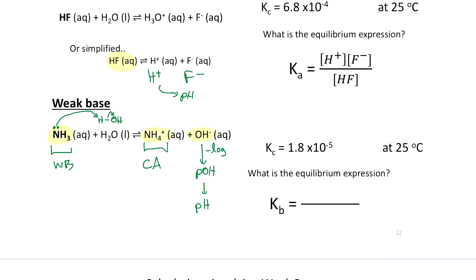No, we don't. So simply Kb is equal to ammonium concentration at equilibrium times hydroxide concentration at equilibrium over ammonia concentration at equilibrium. Products over reactants. There we go. It's Kb because ammonia is a base. For HF, will you ever find a Kb for HF? Nope, because HF is an acid, so you'll find a Ka.